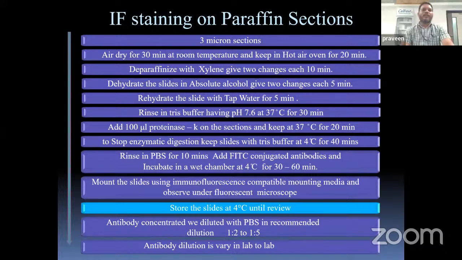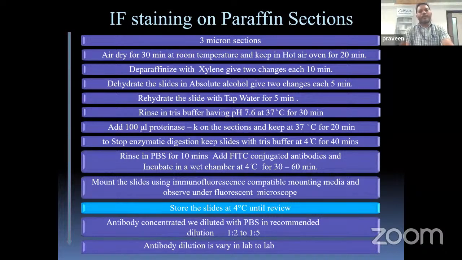So we have to cut the paraffin block at 3 micron section, air dry for 30 minutes at room temperature, and keep in a hot air oven for 20 minutes to start the deparaffinization. With xylene, give 2 changes, each 10 minutes. Dehydrate the slide with absolute alcohol, 2 changes, each 5 minutes. Rehydrate the slides with tap water for 5 minutes. After that, rinse with Tris buffer, pH 7.6, at 37 degrees Celsius for 30 minutes.